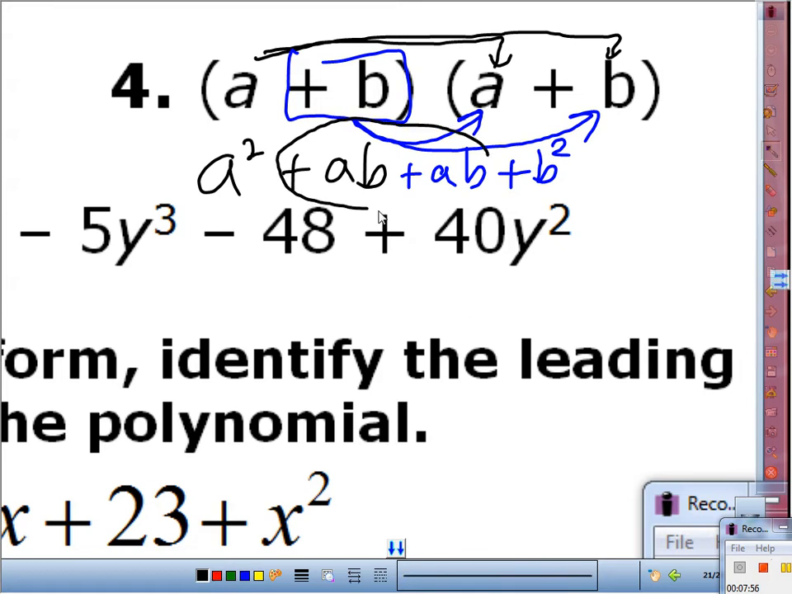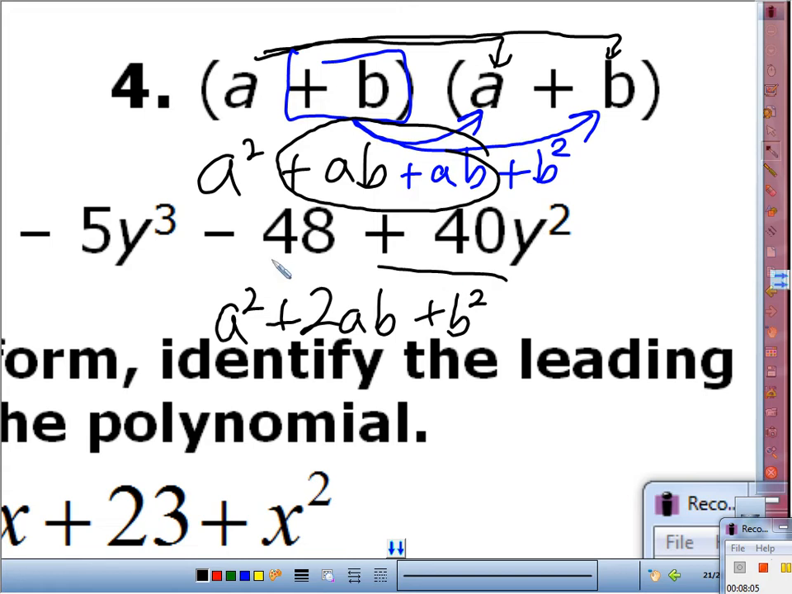Can I combine like terms? Yes, these two right here. So we bring down the a squared. What is ab plus ab? 2ab, and bring down the b squared, and I'm done. Hands if you got that. Okay, good.